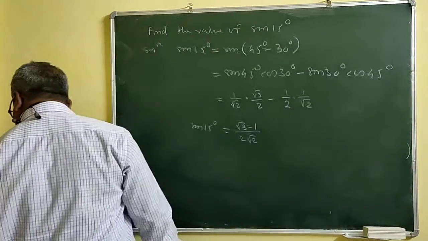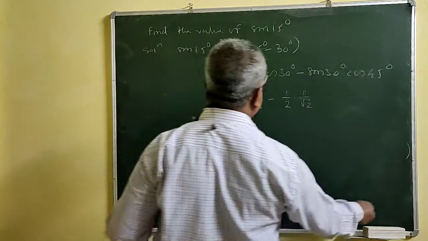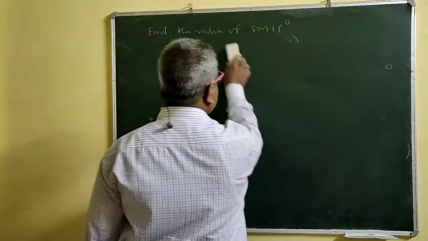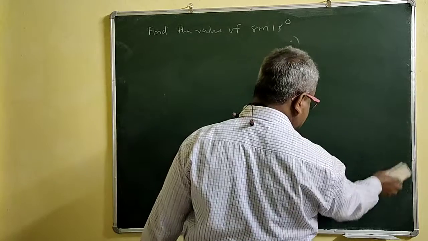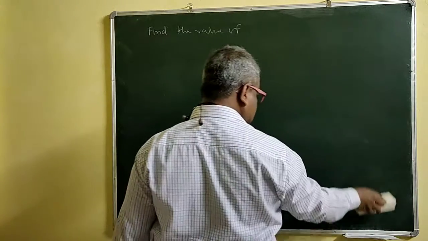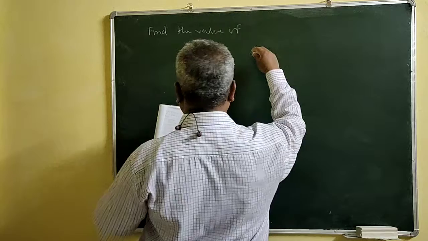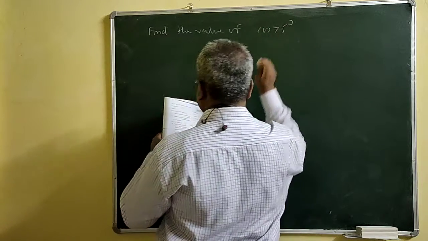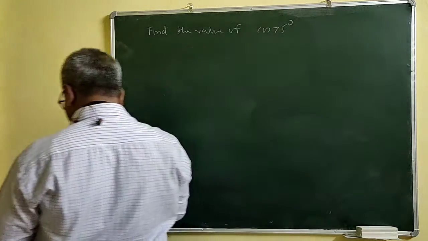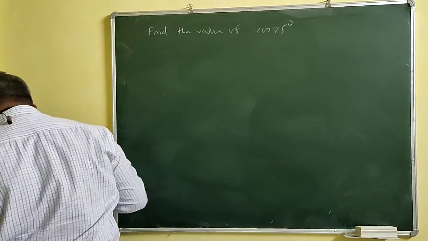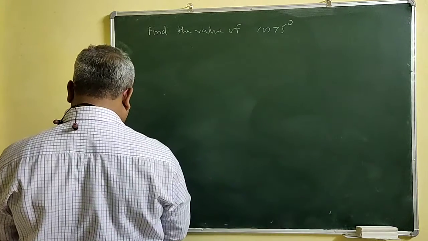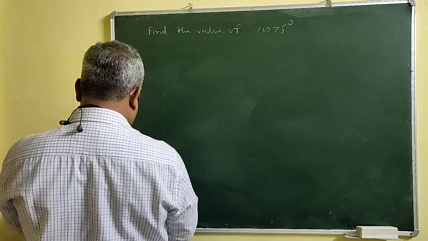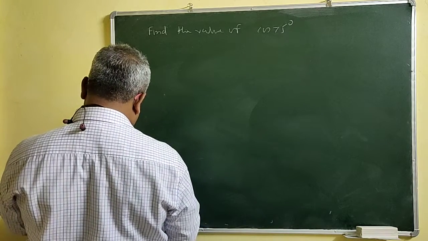Now second, find the value of cos 75 degree. If you remember, the value of sine 15 degree is better for the competitive exam. So remember all the trigonometric ratios of 15 degree. Okay, so try to find this. Just try yourself how you can do.